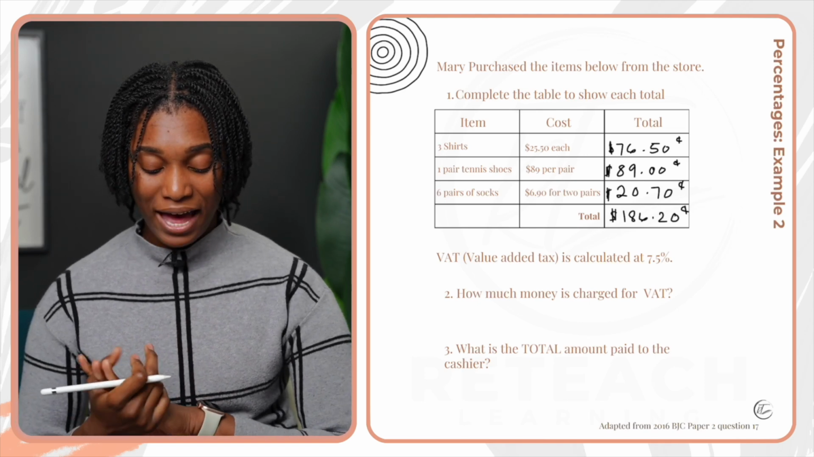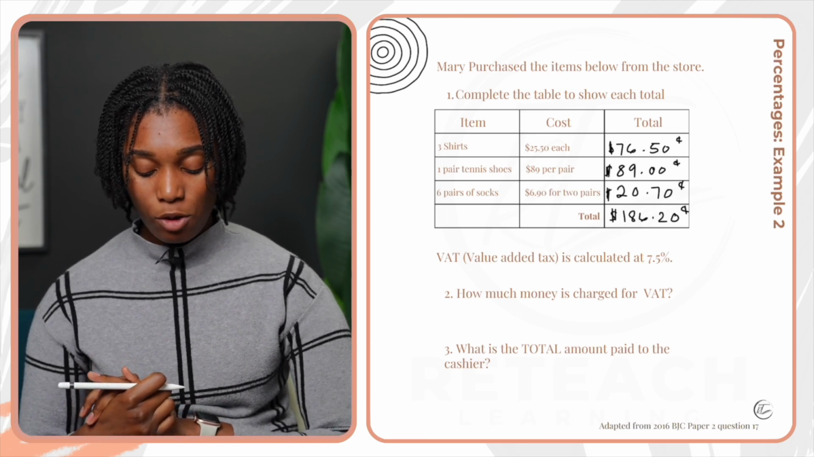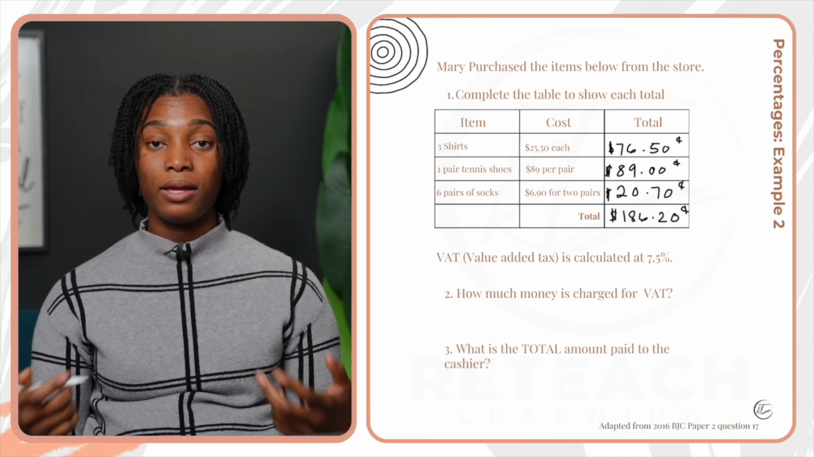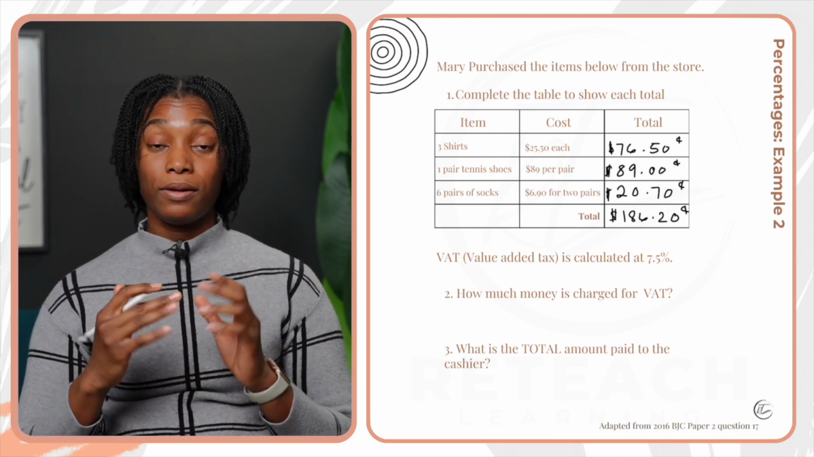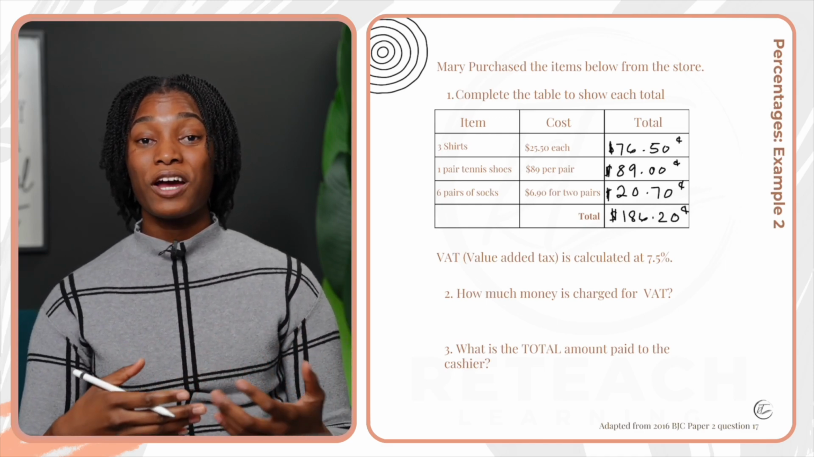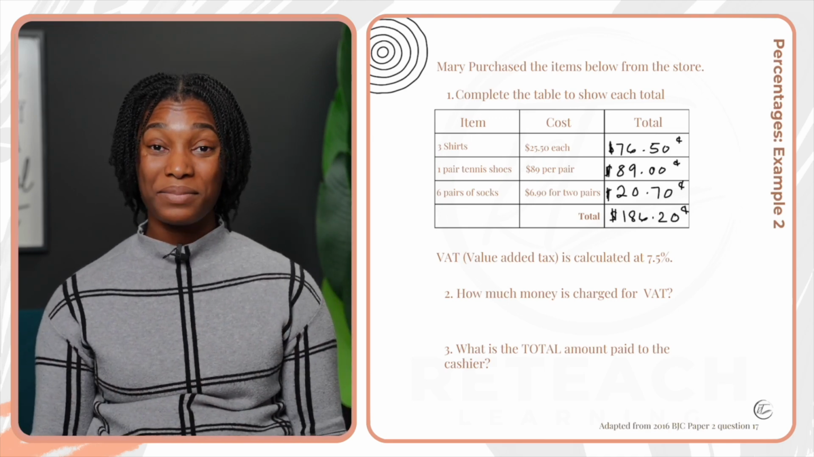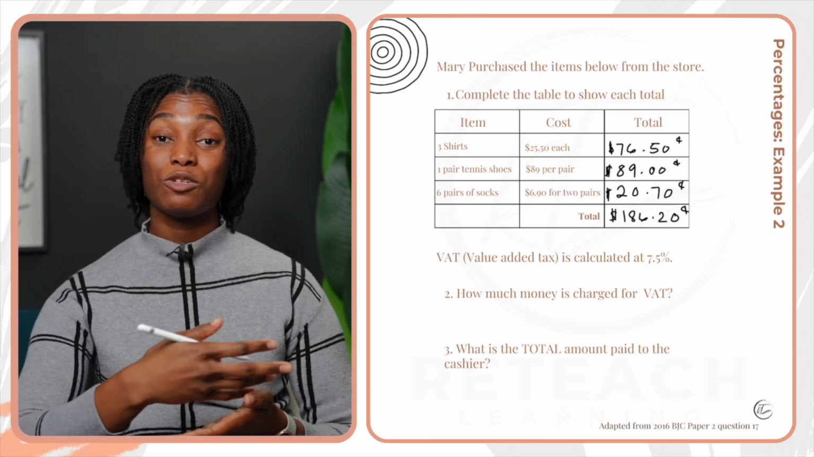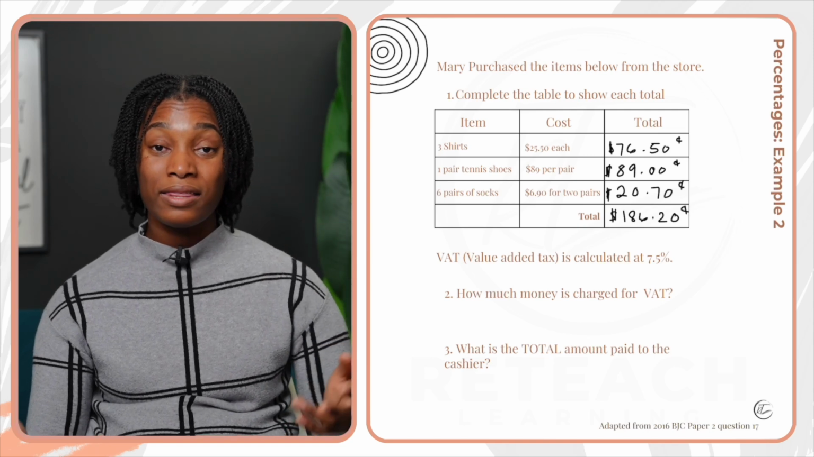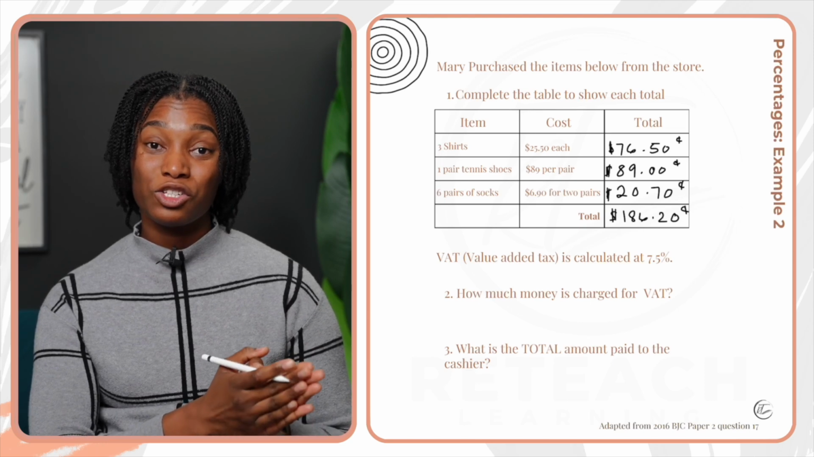All right, now it says VAT, value added tax, is calculated at 7.5%. How much money is charged for VAT? Now, whenever we talk about taxes, they are going to be a percent based on some total, okay? So 7.5% has to be based on some kind of total somewhere in the question, and it just so happens it's based on the total cost that they're going to be paying for these items. All right, so you're not going to choose some random number out of the sky and then do the percentage for it. You're doing the percentage based on the total that you're being charged.